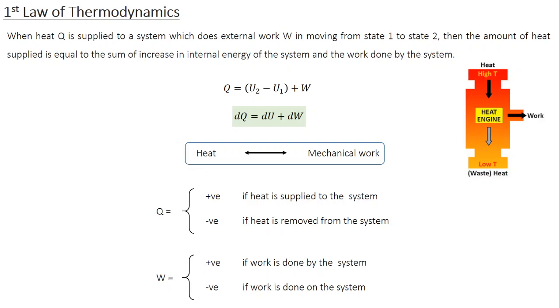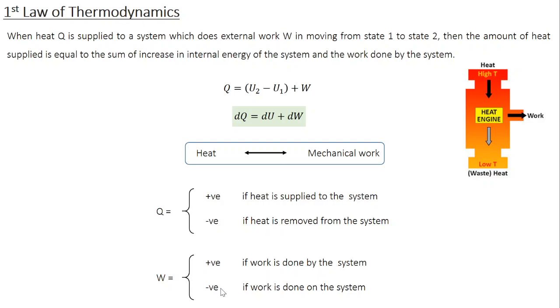Now, when we talk about heat and work, the sign is very important. So by convention, if heat is supplied to a system, it is taken to be positive, and if heat is removed from the system, the sign is negative. Usually, we analyze things from the perspective of the system. So when you are supplying heat, the system is gaining heat energy, so this is positive. Similarly, if you are removing heat, the system is losing heat, which is negative.